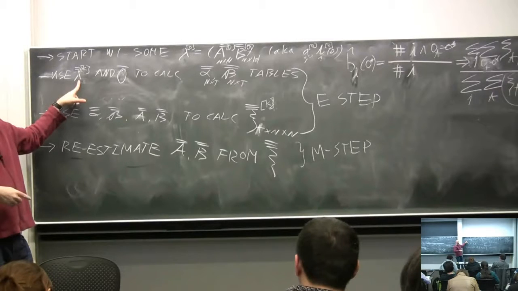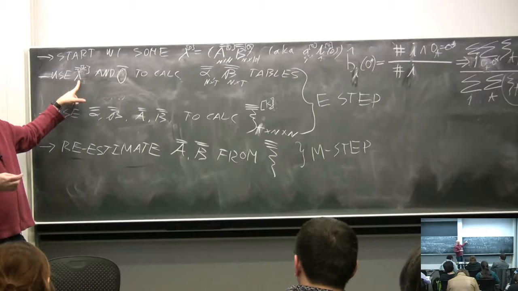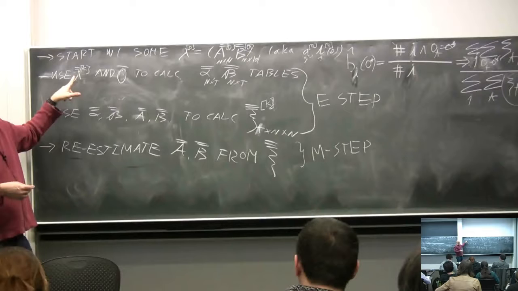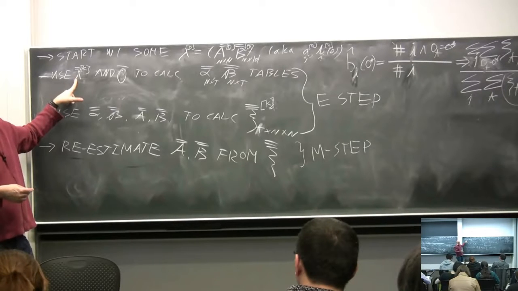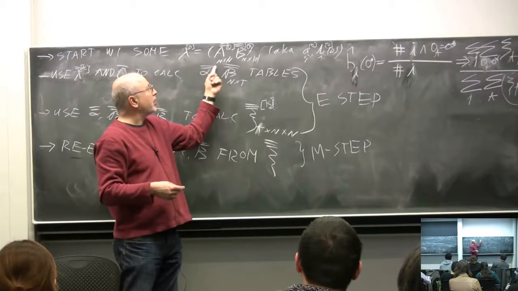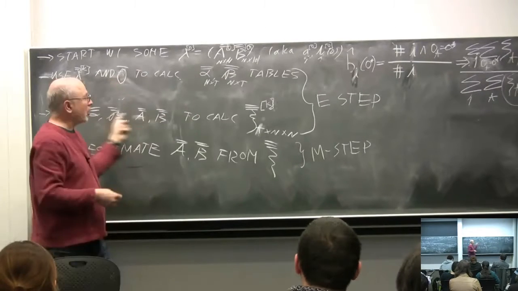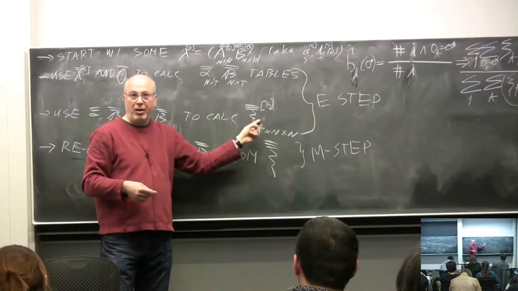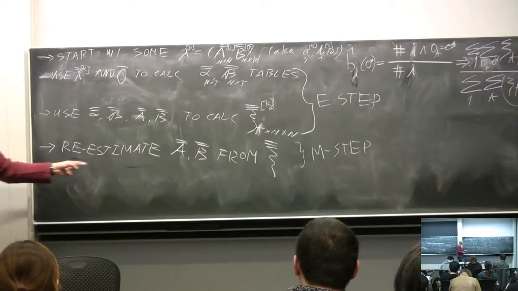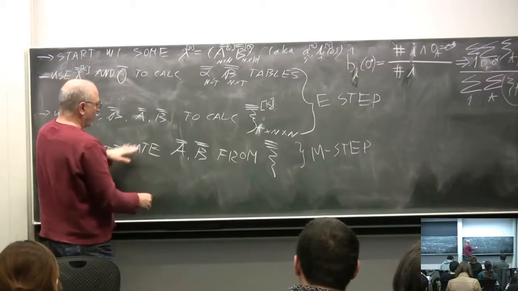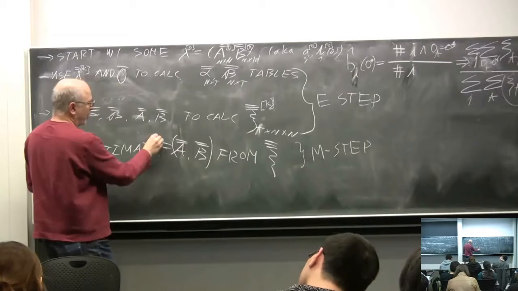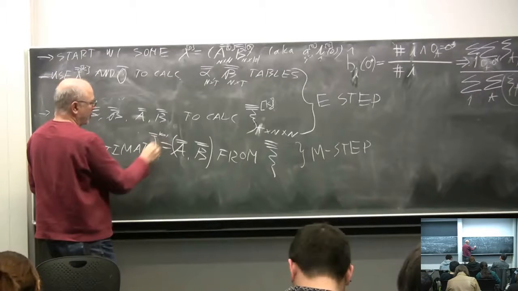This changes every iteration. So in every iteration, you use the current set of parameters. Remember, this means A's and B's, transition and emission. To calculate new alpha tables, you can put a super index here of k. And then you can put a super index here of k on the zeta, on the chi, sorry. And then you re-estimate these. So you re-estimate, it becomes the new lambda. And this lambda is k plus 1.